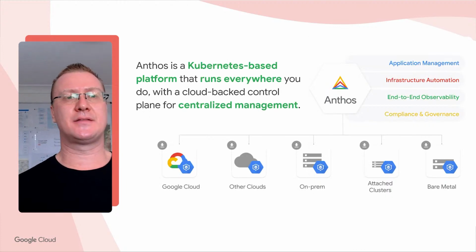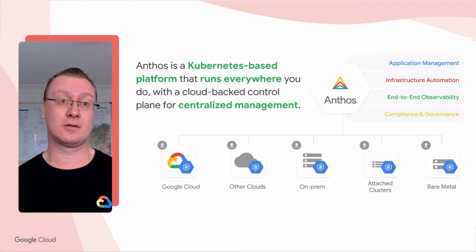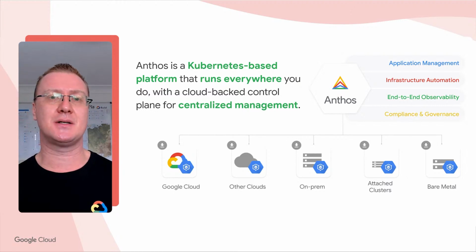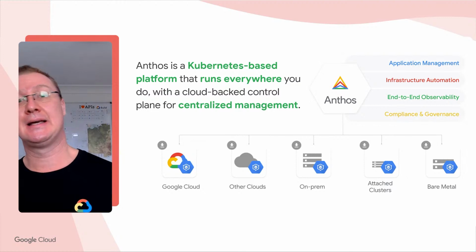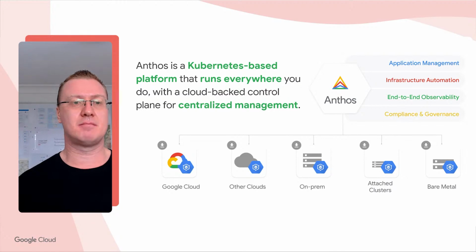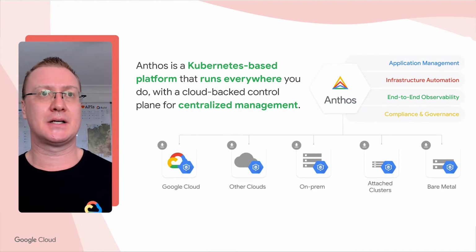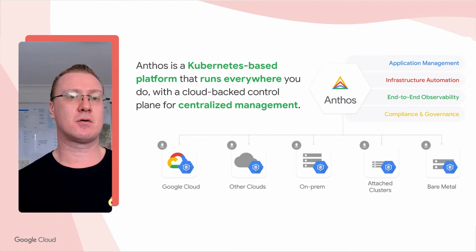So if we think about Anthos, Anthos is a Kubernetes-based platform that runs everywhere you do with a cloud-backed control plane for centralized management. So we're providing all of those views on application management, infrastructure automation, end-to-end observability, and compliance and governance. Now, the main value here is that Anthos can manage where your deployment is, whether it's on Google Cloud, other clouds, maybe public clouds that you're already using or choosing to use due to compliance requirements.